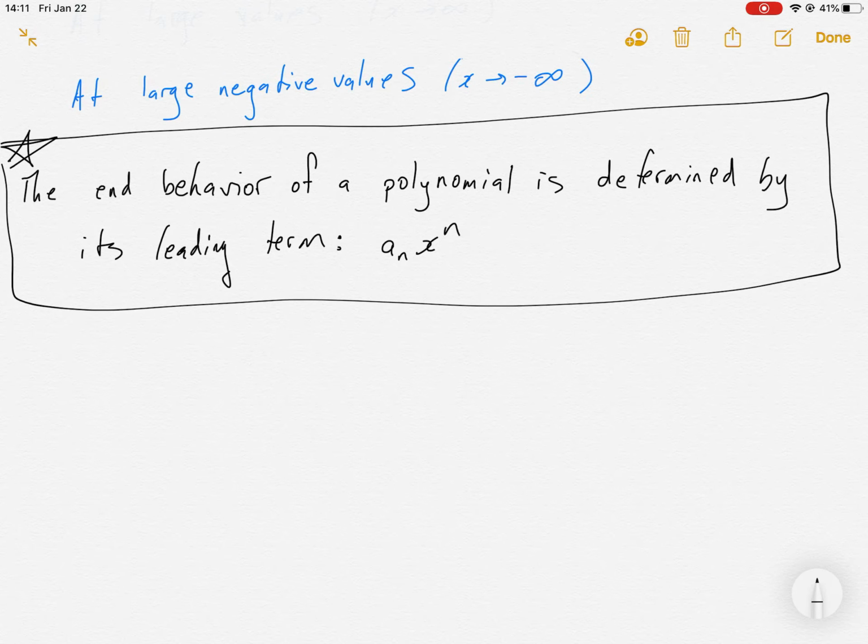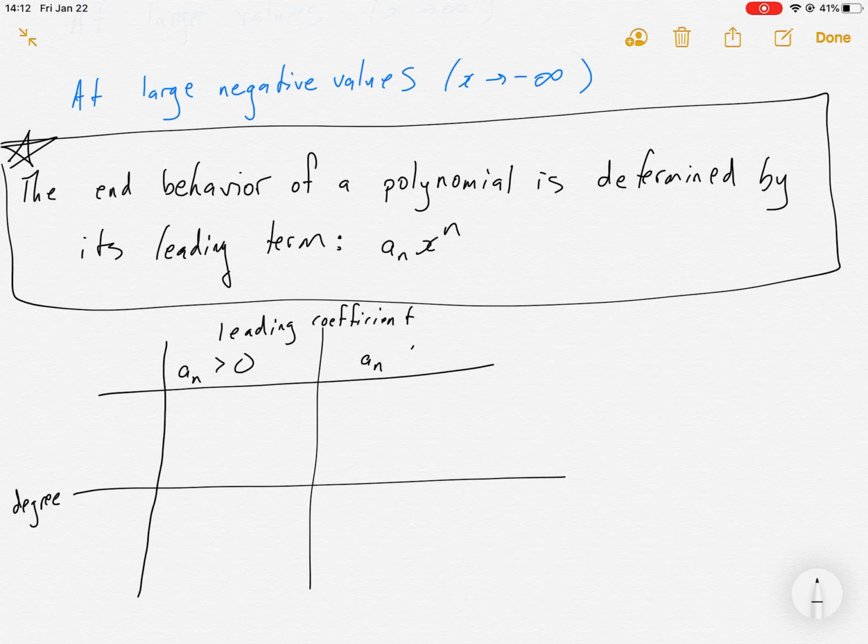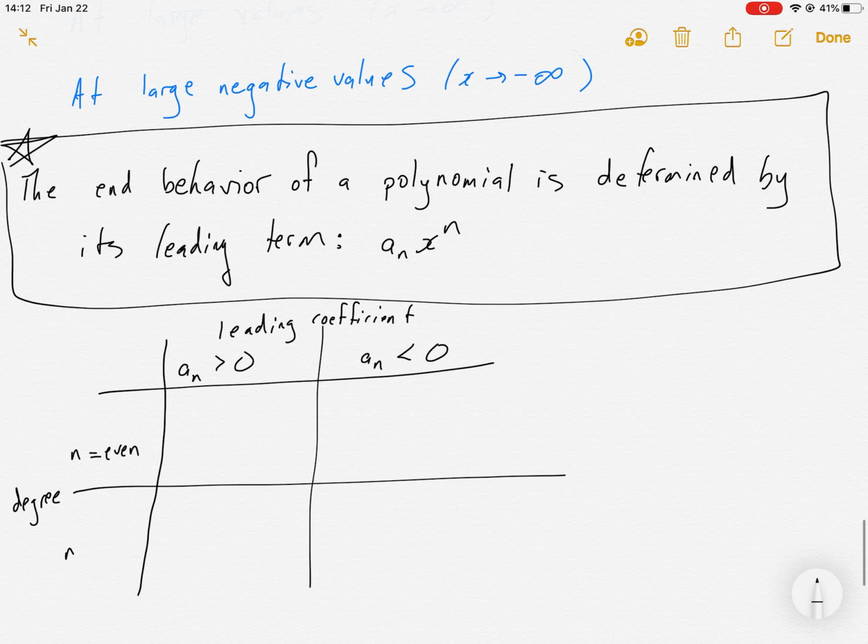So what I like to do at this point is draw a little table to illustrate this. You might want to put this in your notes somewhere. And up here we're going to write the leading coefficient, and over here we're going to say degree. So for the leading coefficient, a sub n, whether it's positive or negative is going to play a role. And for the degree, whether n is even or odd is going to play a role.